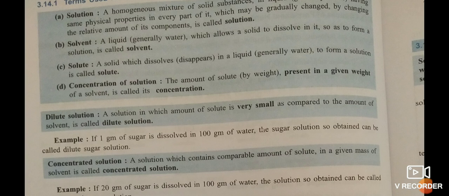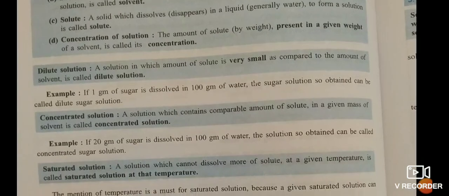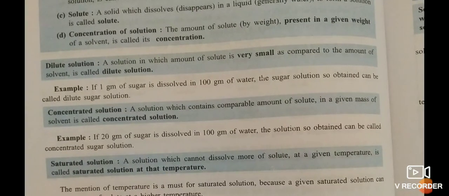If the solution has more amount of solute, it is called a concentrated solution. If a solution has less amount of solute, it is called a dilute solution. Therefore you can see below I have defined the terms. What is a dilute solution? A solution in which the amount of solute is very small as compared to the amount of solvent is called a dilute solution. Like if I have 1 teaspoon of salt in 1 glass of water of 100 ml, it is dilute. Now if I have 10 teaspoons of salt in 100 ml of water, it becomes concentrated.